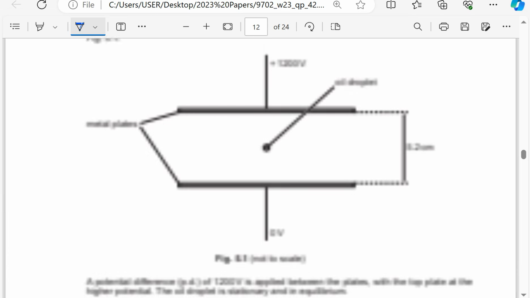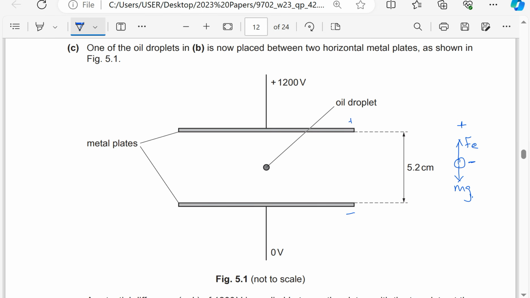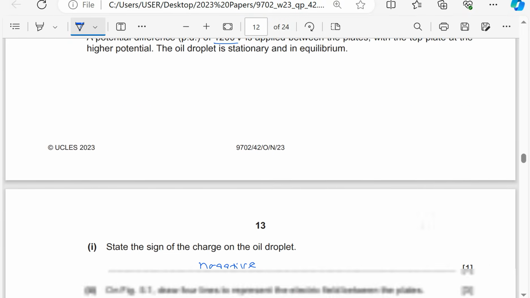Why should it be negative? Note that the upper plate is positive, the bottom plate is negative. There is a force acting on the oil drop downwards due to its weight. To balance the weight, the electric force must be acting upwards. For a positively charged particle, the electric force acts in the direction towards the negative plate. But if the electric force is acting towards the positive plate, then the charge must be negative. That's why I'm saying this is negative.